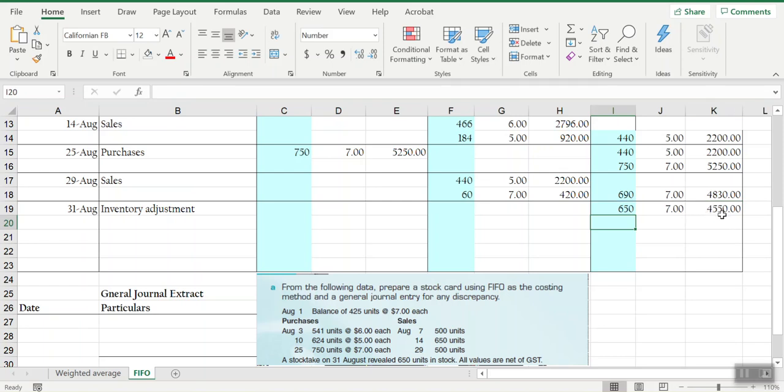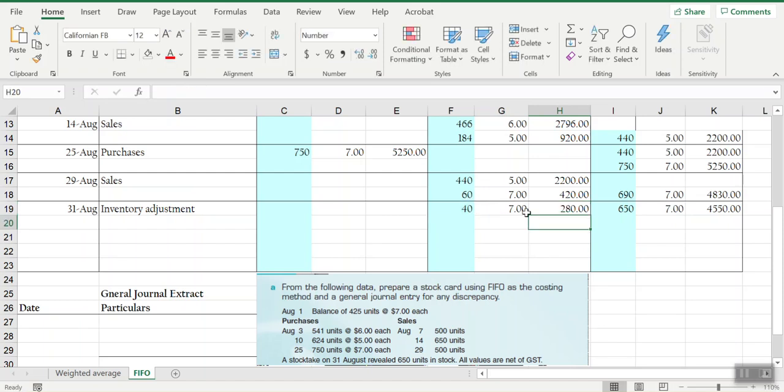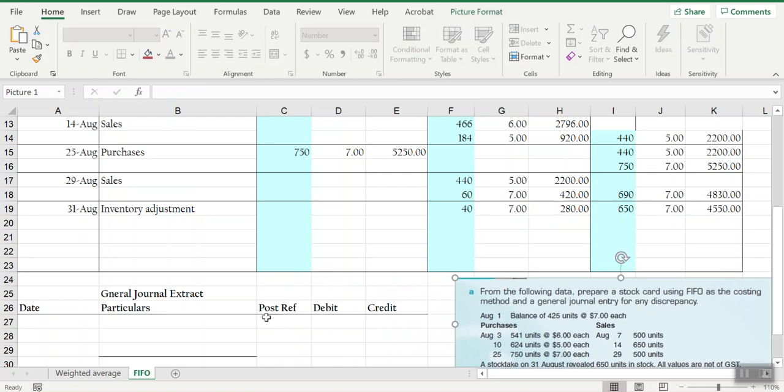This is what it should be equaling. So we need to make the adjustment here to get it down to 40. So we're going to have some leaving our store. So it'd be 690 minus 650 should equal 40. And we're going to use $7, that cost price. So we're going to see a decrease by $280. It's going to decrease our stock buy. So we need to put a journal entry into that to record that in our records as well. So this is the stock card, which gets recorded.